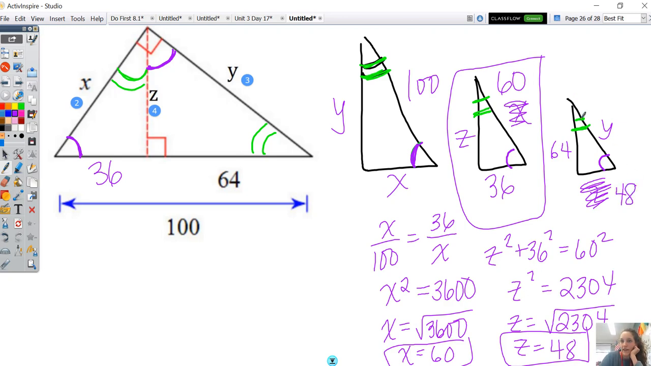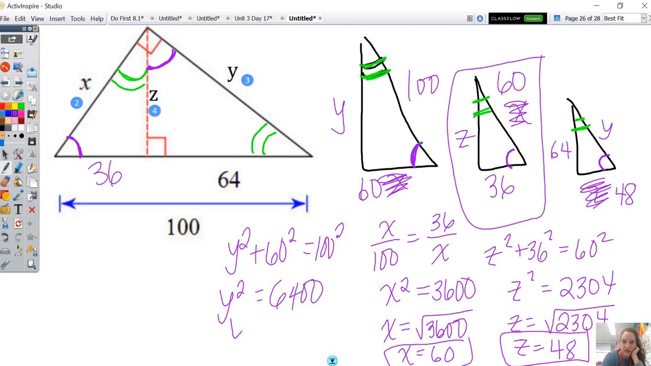And then if Z is 48, you can go do Pythag on this triangle to get Y. Or since we know X is 60, you can do Pythag on this triangle to get Y. You should get the same answer. I'll do it on the big triangle just because those look like easier numbers to deal with. Y squared plus 60 squared equals 100 squared. Y squared equals 6,400, and so Y is 80. So you should get the same thing over here.